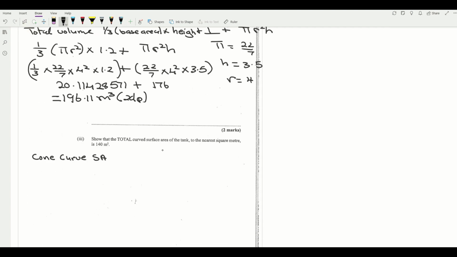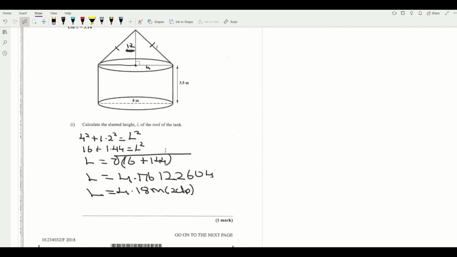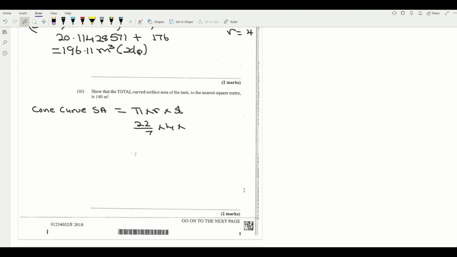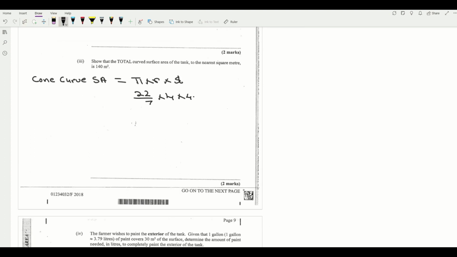That is equal to pi multiplied by r multiplied by your slanted height, which is 22 over 7 multiplied by 4 multiplied by the slanted height we got above, which is 4.18. On your calculator, 22 over 7 multiplied by 4 multiplied by 4.18 is equal to 52.54.